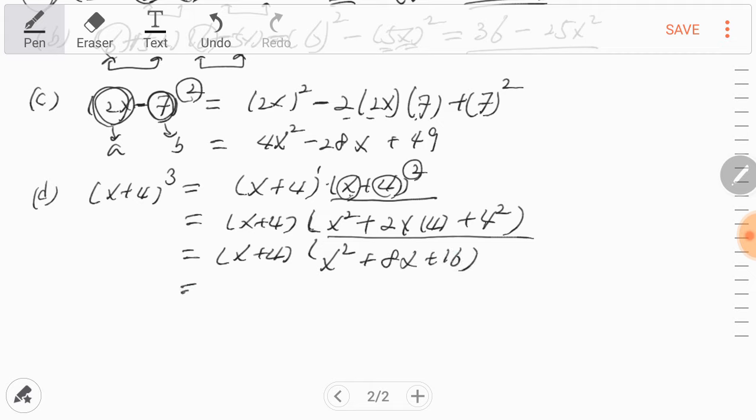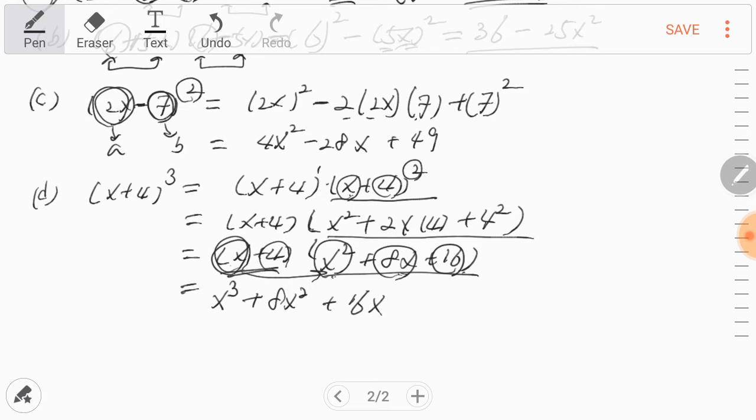Okay, then what do we do? Here are 2 terms, here are 3 terms. We will multiply these 3 terms by x and then by 4. So multiply x squared by x. Using mental math, x squared times x is x cubed, plus 8x times x is 8x squared, plus 16 times x is 16x.